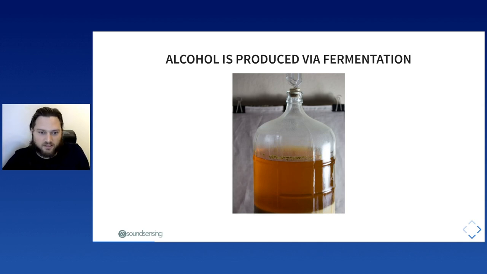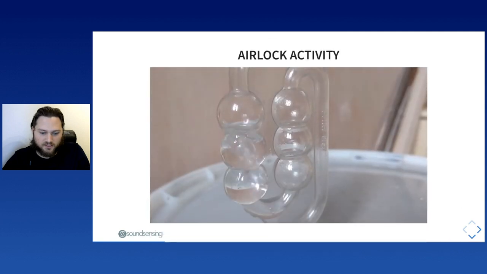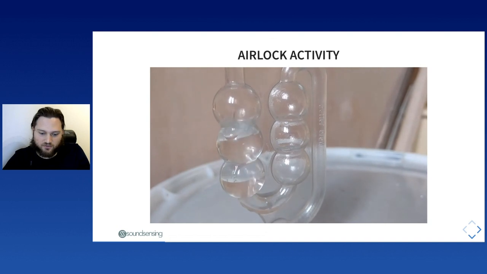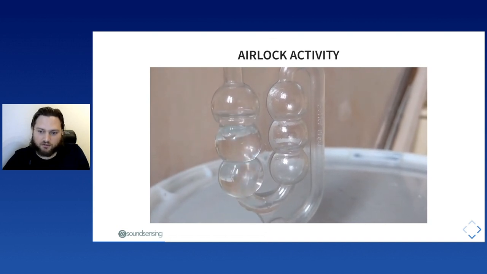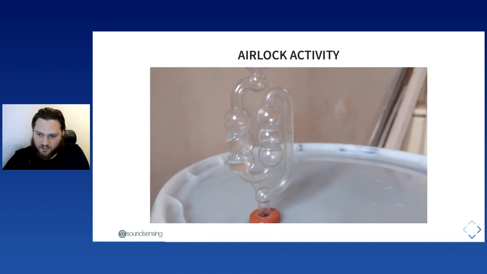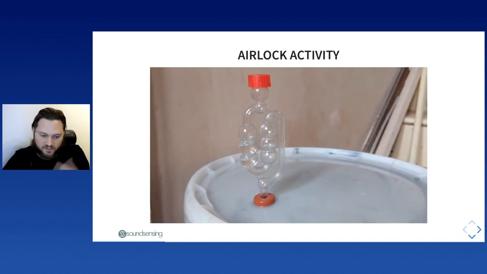At the top of the vessel, in this picture, you see an airlock. This is the device that will let the CO2 produced out while making sure that oxygen and also bugs or dirt and so on cannot get into your brew. So it sounds like this. So here you hear the CO2 being pushed through the airlock and it escapes out of the top. And as you can hear, this makes a characteristic sound, a plop for each bubble of gas that escapes. And this example has a nice and clear sound. It's not always so easy to pick up.